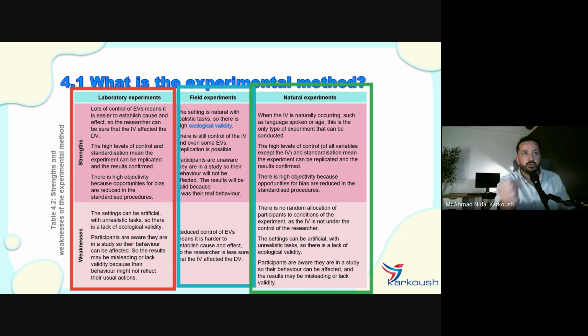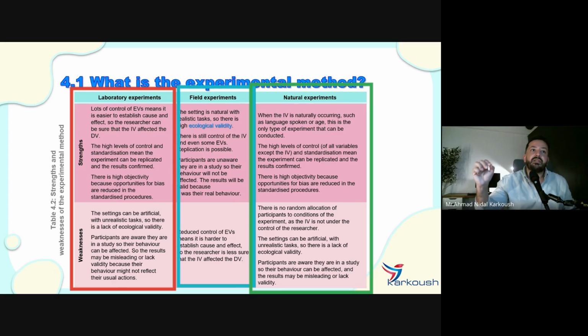So there is a high level of control. All the variables except the IV are standardized, meaning the experiment can be repeated and the results confirmed. There is a high objectivity because chances for bias are reduced, because there is a standardized procedure. It's a standard thing.